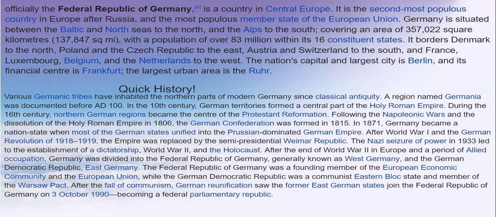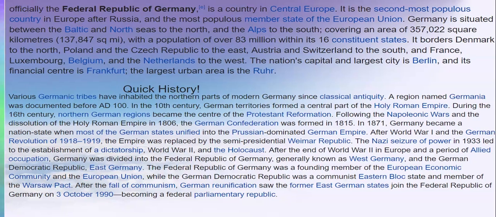After the end of WW2 in Europe, after a period of Allied occupation, Germany was divided into the Federal Republic of Germany, generally known as West Germany, and the German Democratic Republic, East Germany. The Federal Republic of Germany was a founding member of the European Economic Community and the European Union, while the German Democratic Republic was a communist East Bloc state and member of the Warsaw Pact. After the fall of communism, German unification saw the former East German states join the Federal Republic of Germany on 3rd October 1990, becoming a federal parliamentary republic.